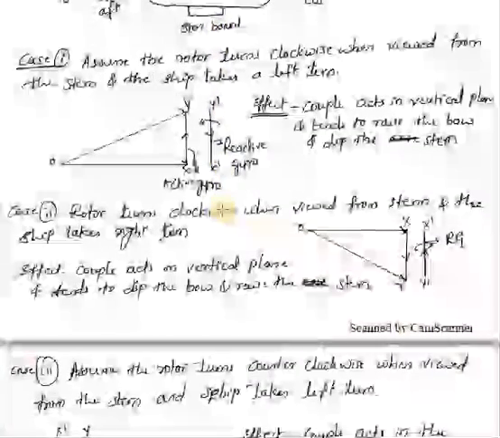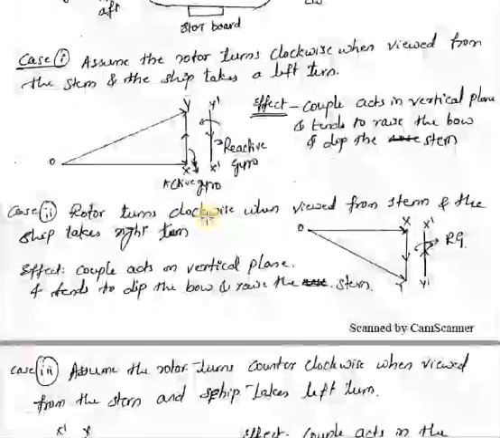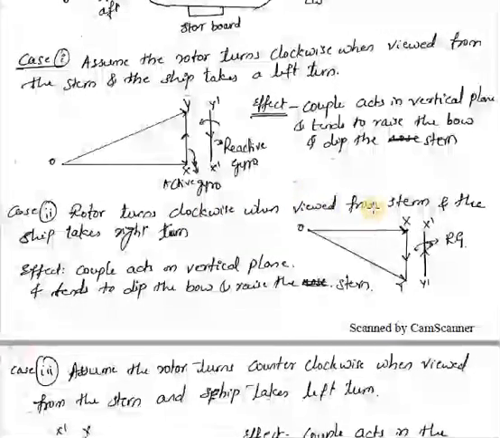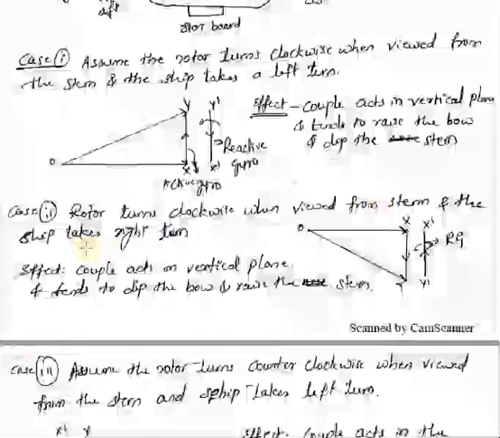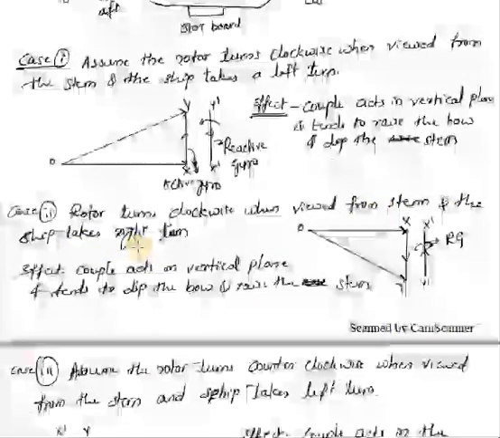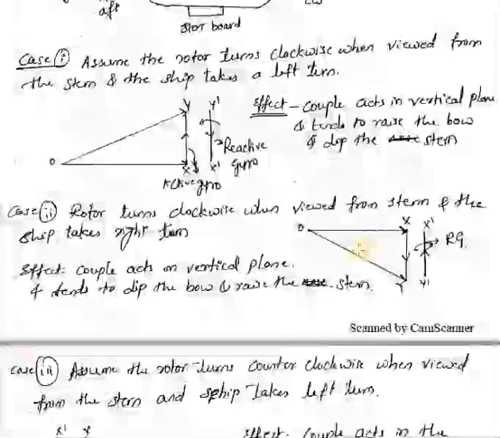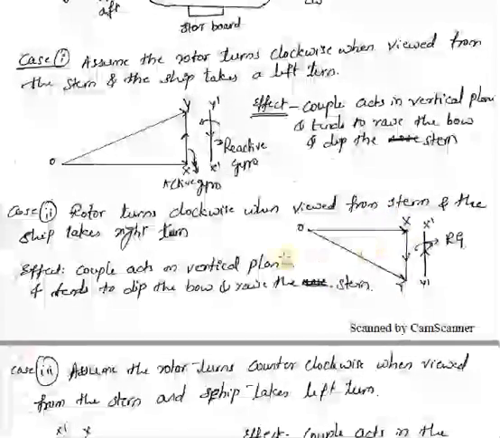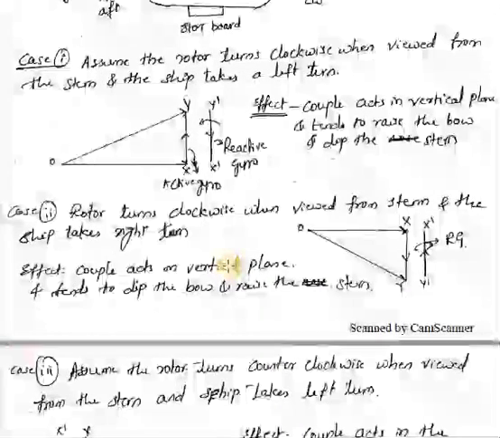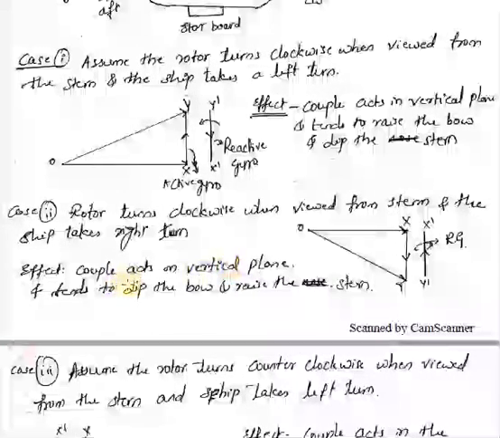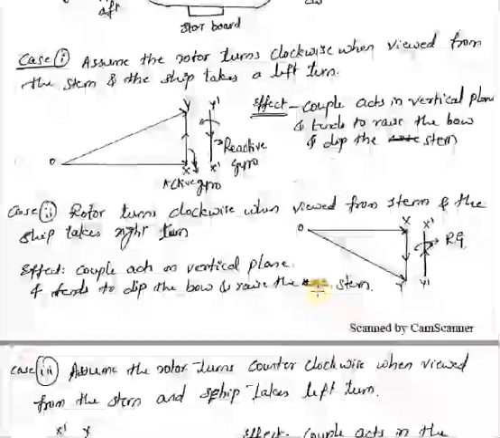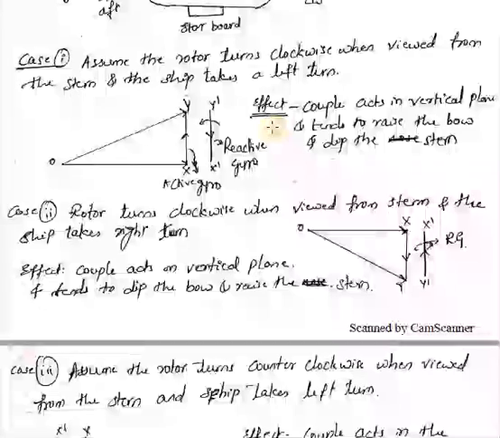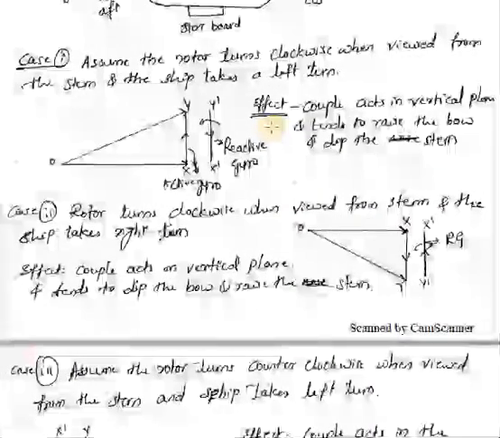Similarly, in the second case, the rotor turns clockwise, the rotation condition remains the same when viewed from the stern, and the ship takes a right turn. So instead of left, it takes a right turn. That time the angular momentum can be represented by this vector diagram. Again, this couple will act on the vertical plane, and it will tend to dip the bow and raise the stern. So the effect will be the reverse of the left turn, provided all the conditions remain the same.